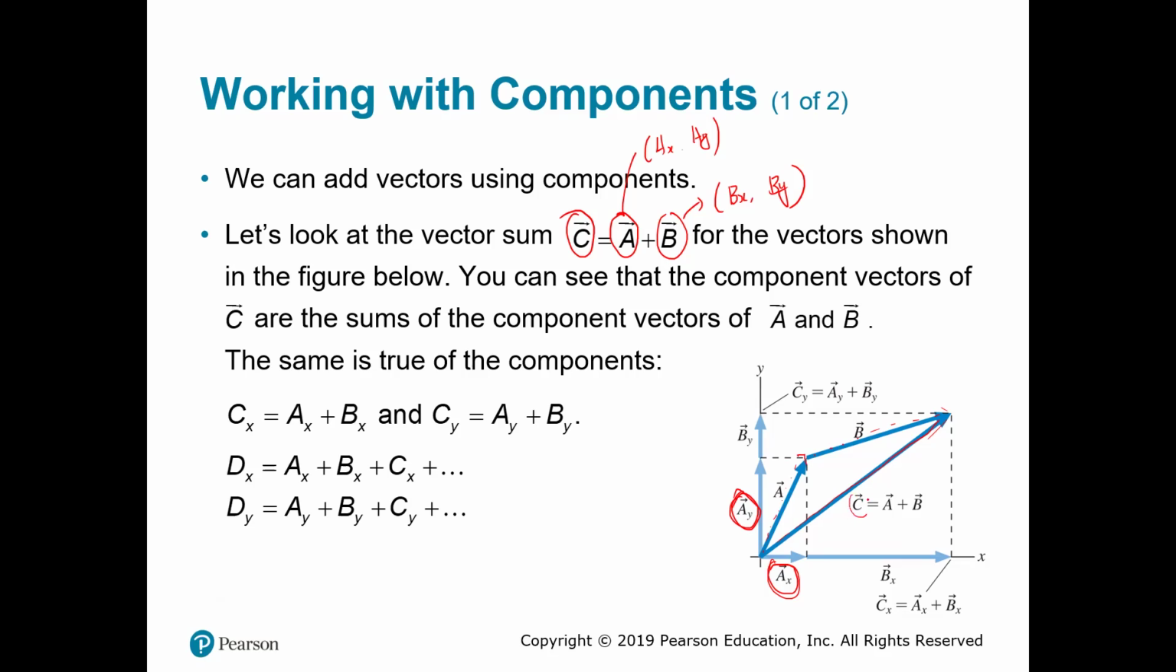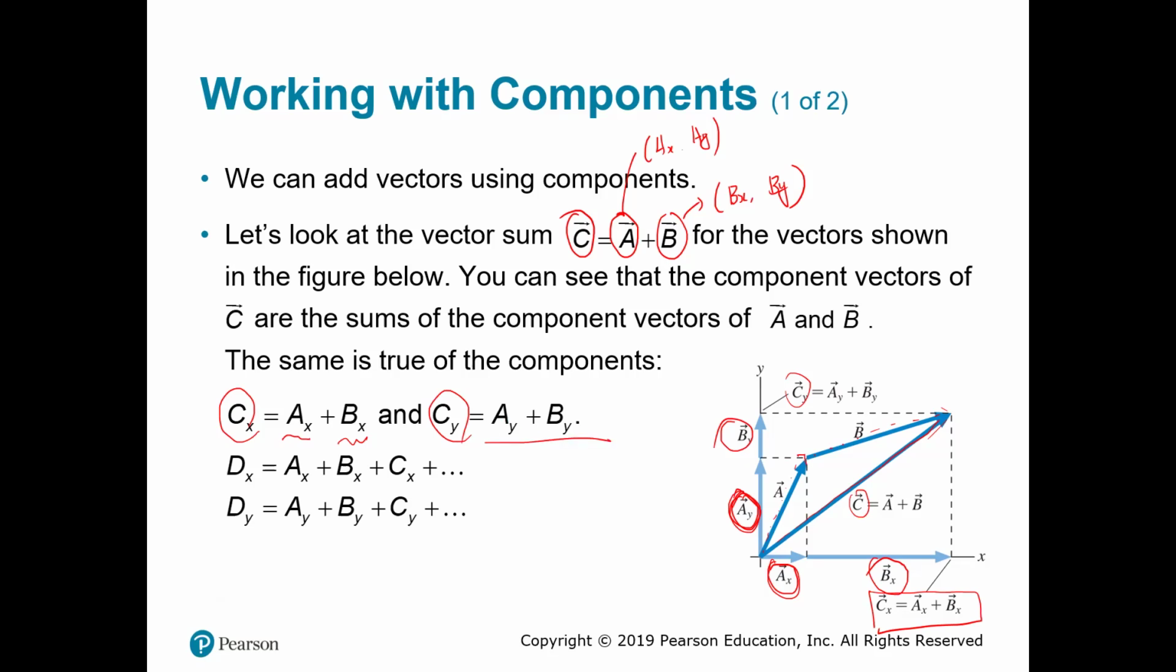But what is the cx? Cx is nothing but ax plus bx, right? The addition. And then what is cy? Nothing but ay plus by, right? So your c vector's x component is simply the a vector's x component plus the b vector's x component. And the c vector's y component is ay plus by.